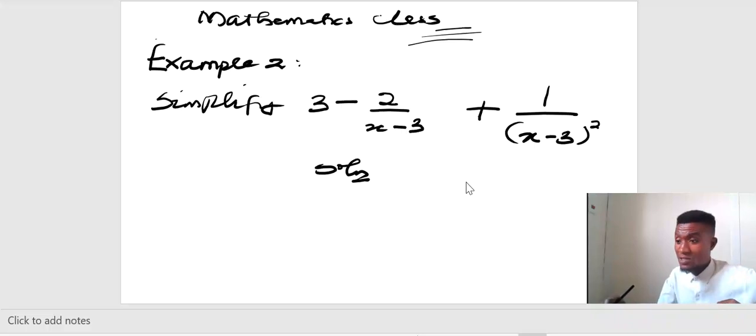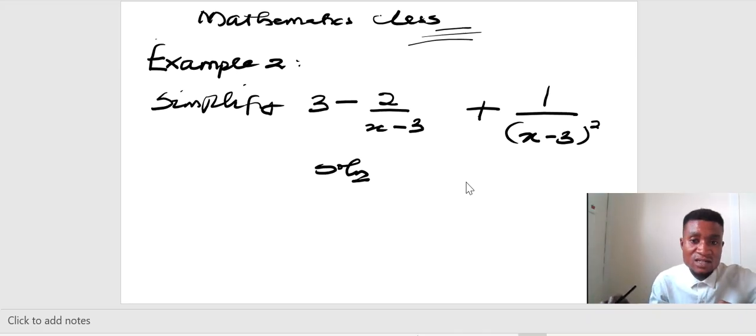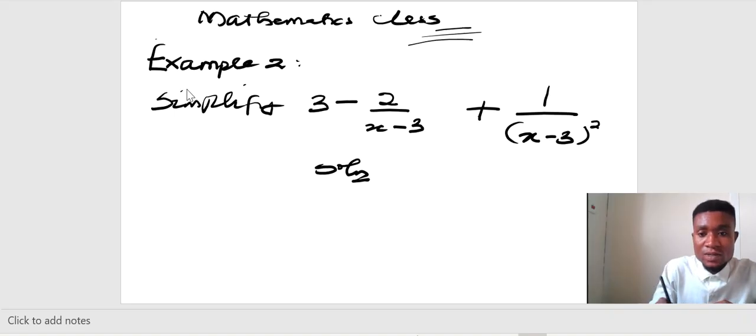Okay, welcome to the second example of our problem solving in fractions. So we have this question: simplify 3 minus 2 over x minus 3 plus 1 over (x minus 3) squared. So this is what we have.